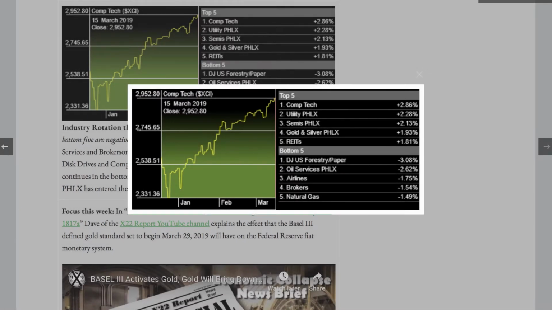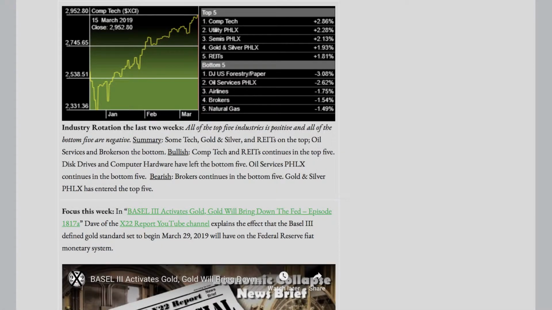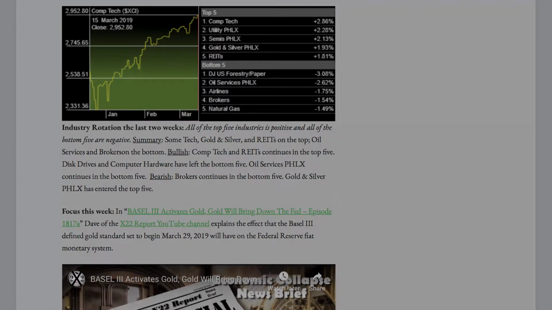Industry rotation the last 2 weeks. All of the top 5 industries are positive and all of the bottom 5 are negative. Summary: some tech, gold and silver and REITs on the top. Oil services and brokers on the bottom. Bullish, CompTech and REITs continues in the top 5. Disk drives and computer hardware have left the bottom 5. Oil services continues in the bottom 5. Bearish brokers continues in the bottom 5. Gold and silver has entered the top 5.